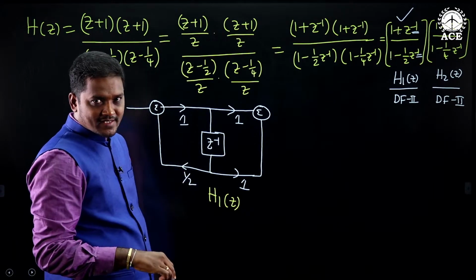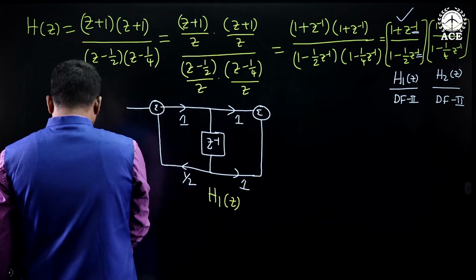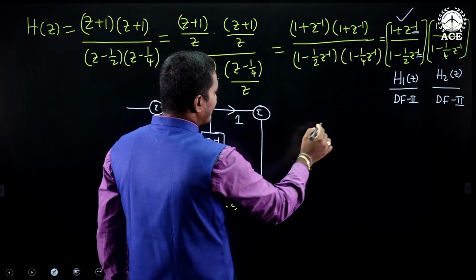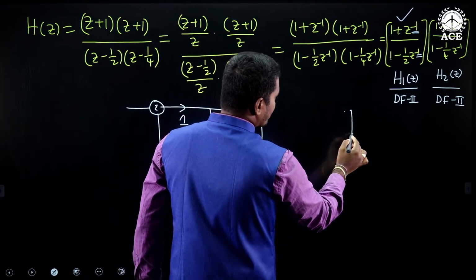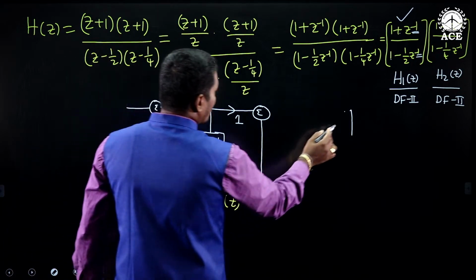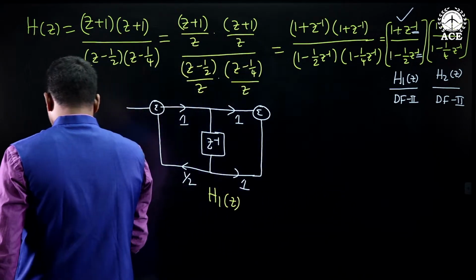Understood or not? Yes. Similarly, implement h2 of z. Tell me, how many delay elements do you need for h2 of z? Same. 1 delay element. 1 delay element you need. Okay? Yes. 1 delay element we need. Okay? Yes.